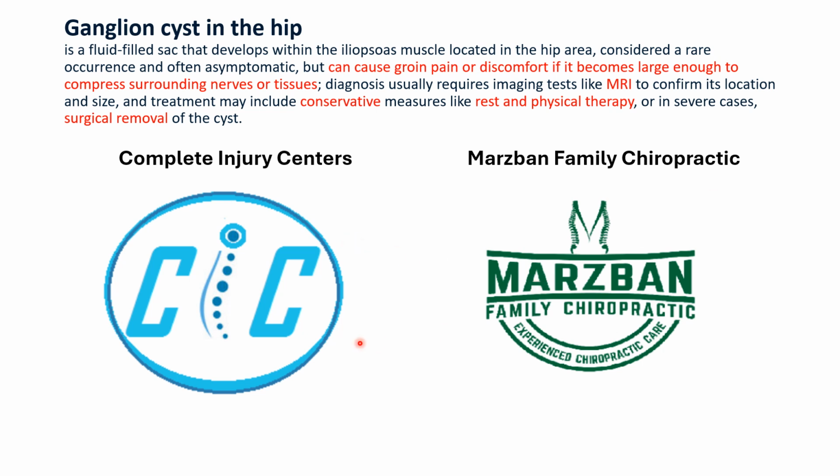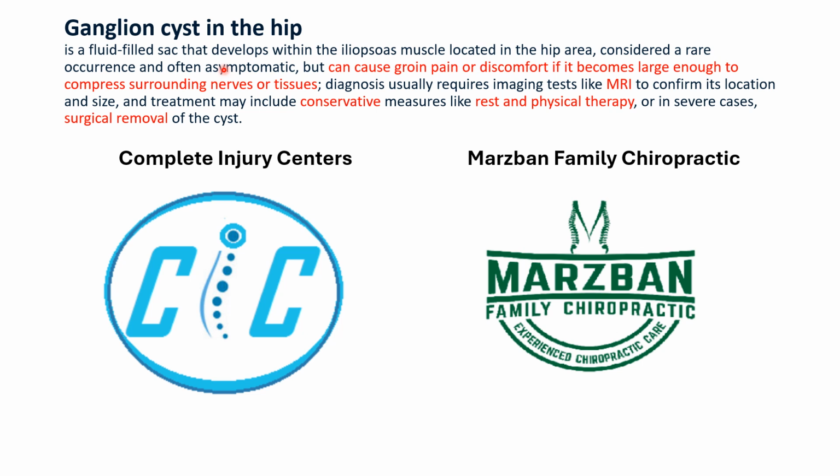Hello everyone. Today I'm going to be talking about ganglion cyst, focusing on the hip, which is a very uncommon place to find a ganglion cyst, and what other symptoms can be associated with this type of issue. Most ganglion cysts are asymptomatic, and usually this happens around the wrist, on the dorsal side or the ventral side, and it can also happen in any joint, basically.